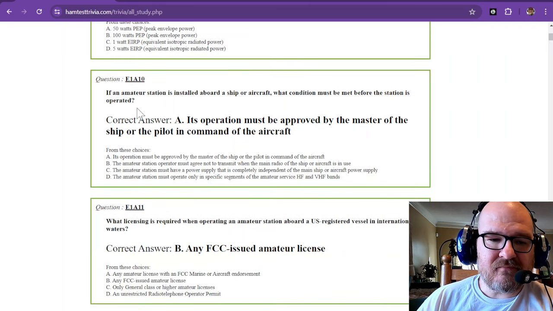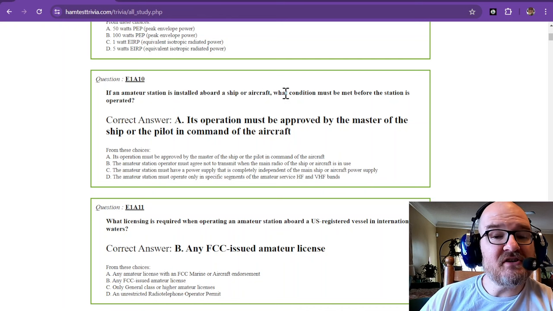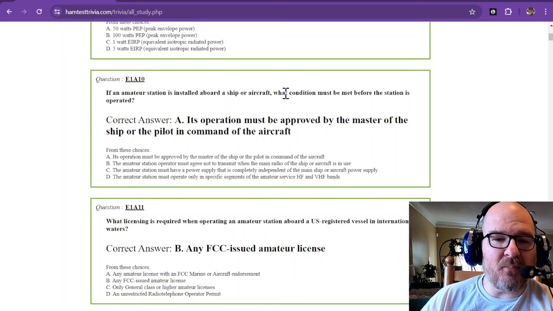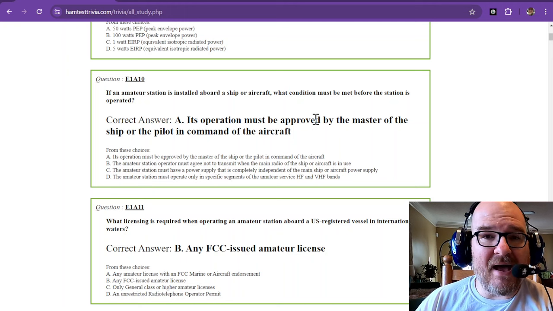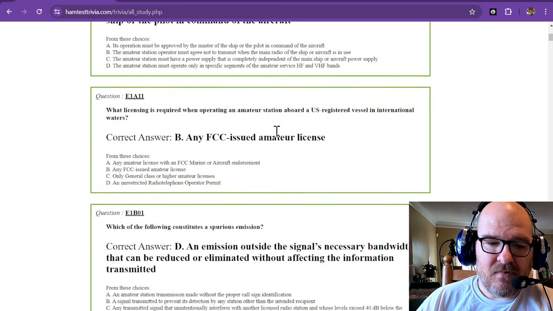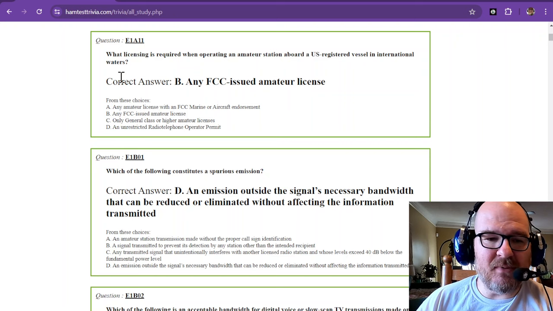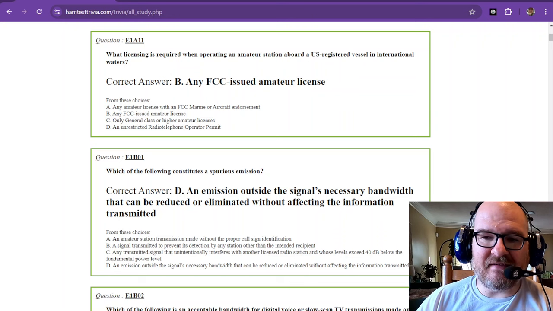Question 10. If an amateur station is installed aboard a ship or aircraft, what condition must be met before the station is operated? And that is, its operation must be approved by the master of the ship or the pilot in command of the aircraft. And the last question in subelement 1 alpha, what licensing is required when operating an amateur station aboard a U.S. registered vessel in international waters? And that is any FCC issued amateur license.